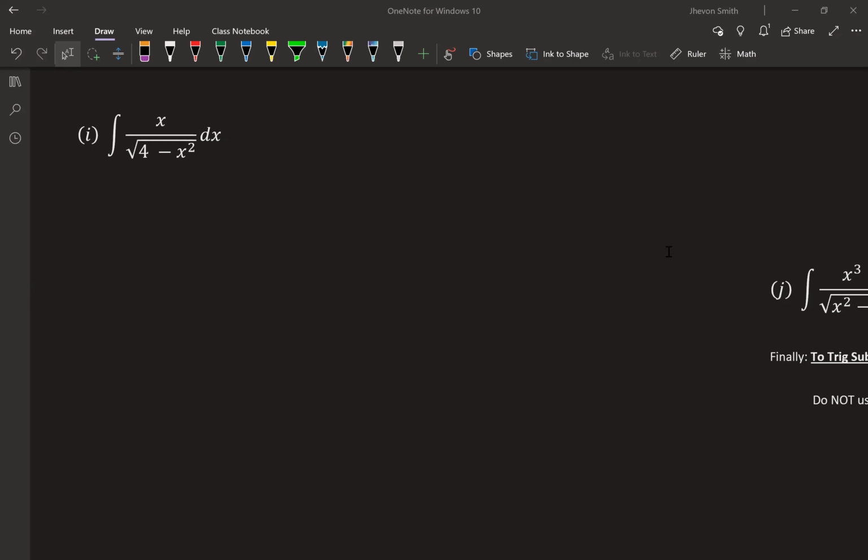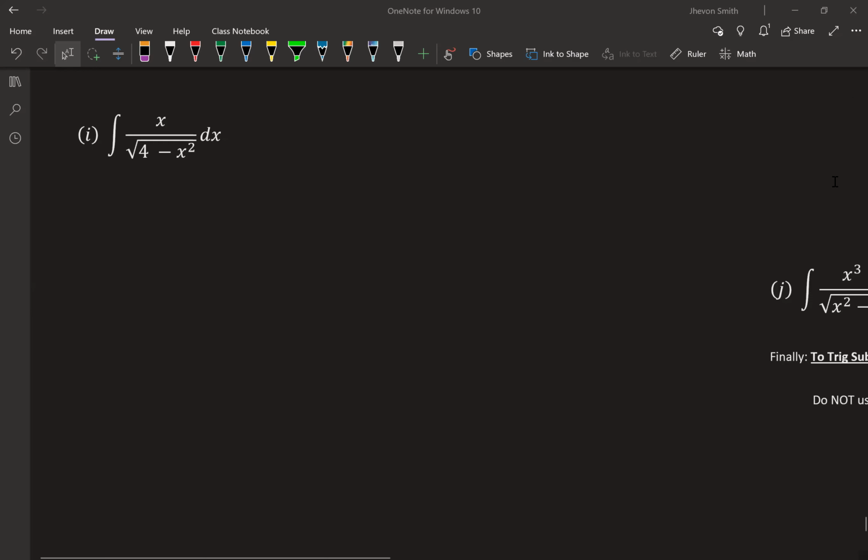However, the derivative of x, which is 2 sine theta, would be 2 cosine theta. If you also take the dx of 2, the dx would be 2 cosine theta. Therefore, cross cancel the 2 cosine theta, and the integral would be 2 sine theta.